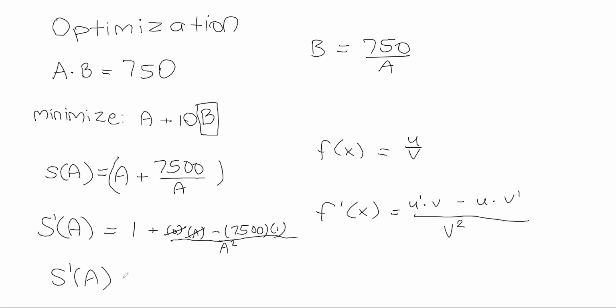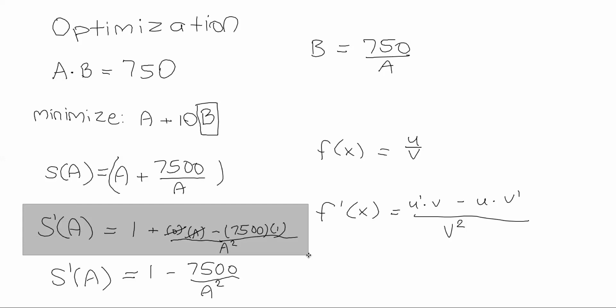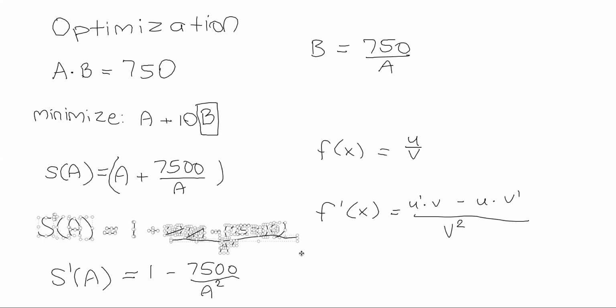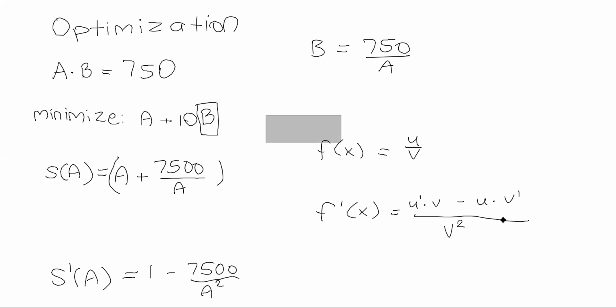So we can simplify it a bit. We have 1 minus 7,500 over a squared. So this is our derivative. This is one of the first things we cover in the introductory chapter on derivatives if you're taking calculus for the first time. We first learn how to take derivatives, and then we learn how to use them and apply them to solve complex problems in the real world.